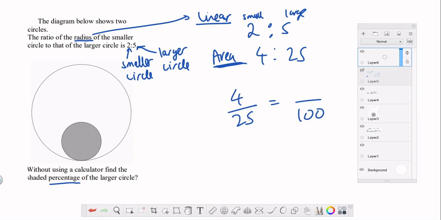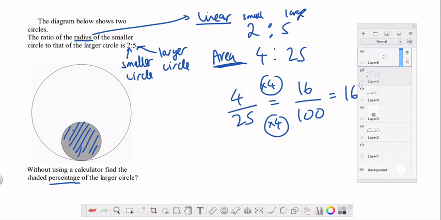So what do I do to the 25? Look at the denominator. What do I do to the 25 to make it into 100? Obviously, I need to times by 4. Whatever you do to the bottom, do to the top. 4 times 4, 16. That's 16 out of 100. So 16 out of 100, 16 hundredths, is actually 16%.